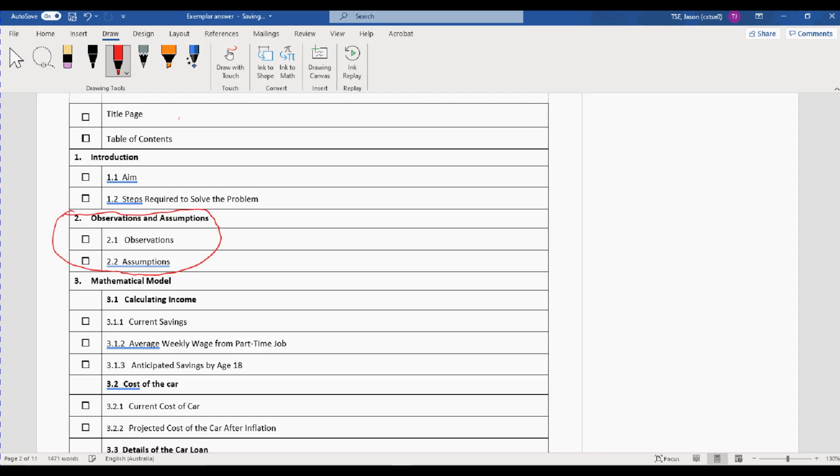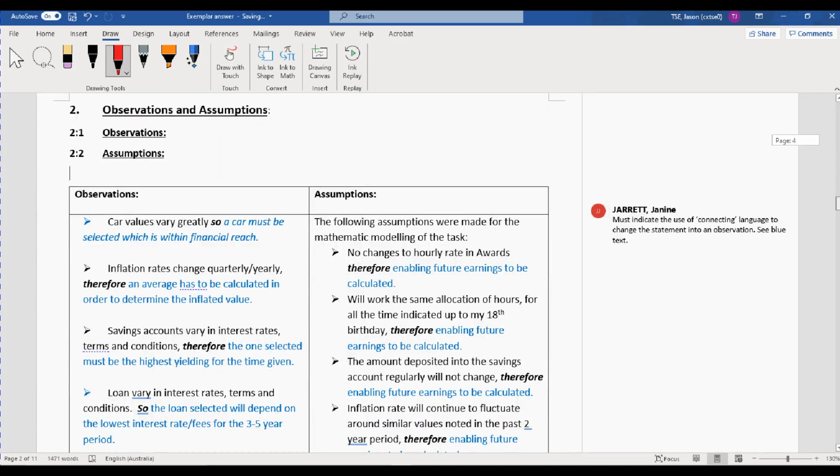So first of all, what are the observation and assumption for the assignment? To put things in very short form, you might say observations are just some facts which are relevant to your financial planning. I have to emphasize the word fact.